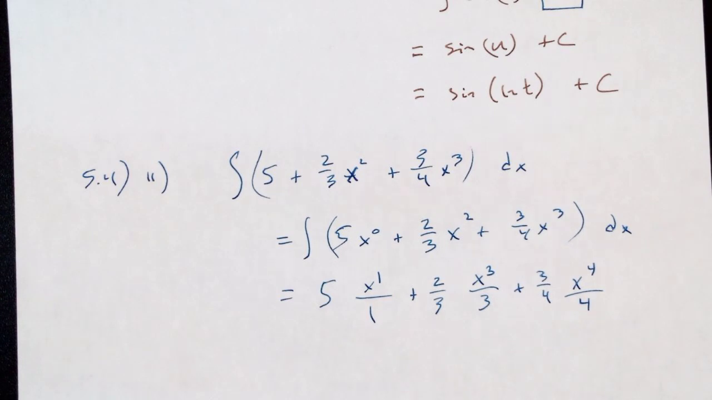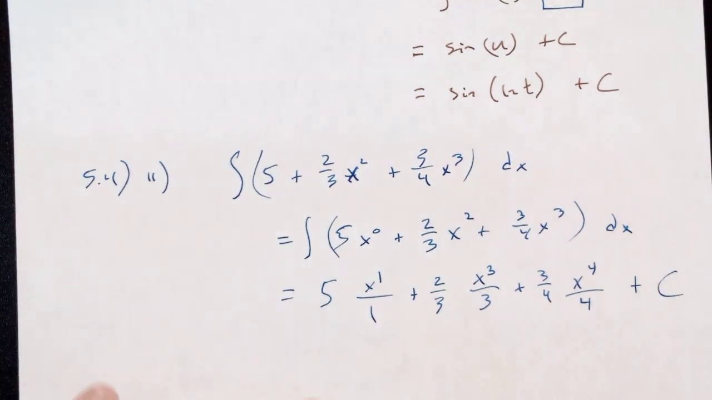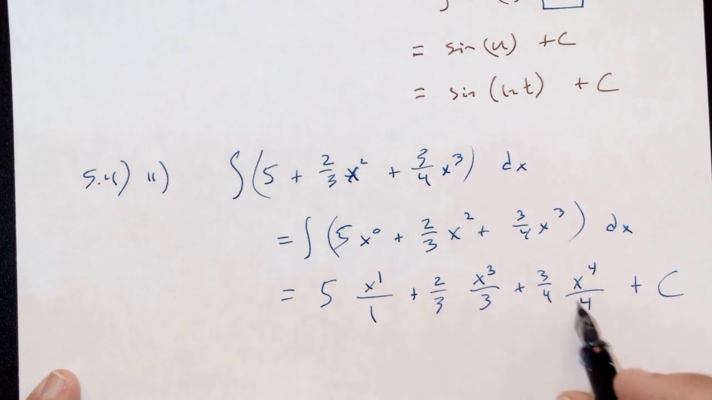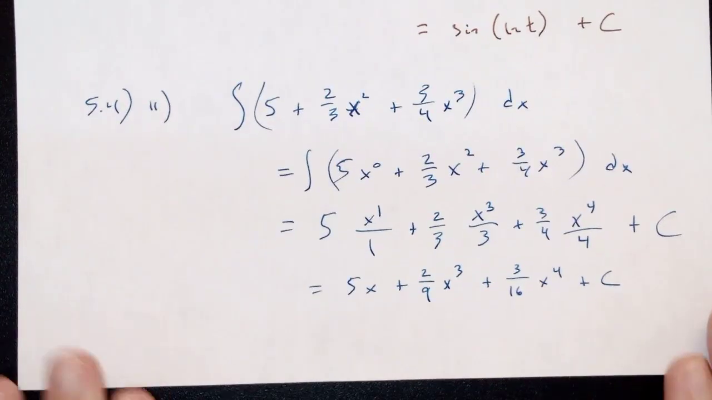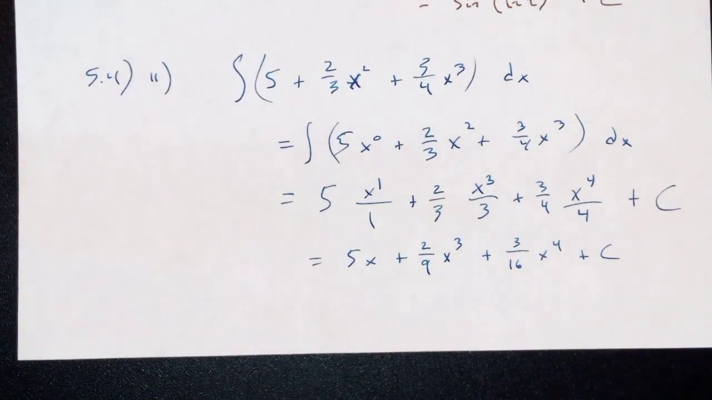But wait, there's more. I've got to put a plus c on the end of this. And now it's up to you as to whether or not you want to simplify the multiplication of all of these numbers together. Multiply the denominators, 3 times 3, 4 times 4. That's not required, but it certainly makes the answer look nicer.